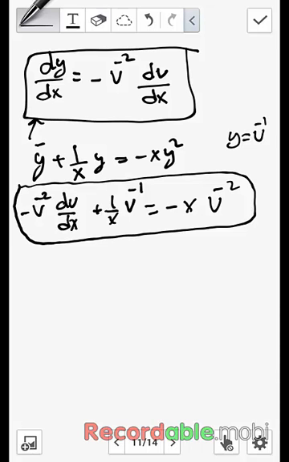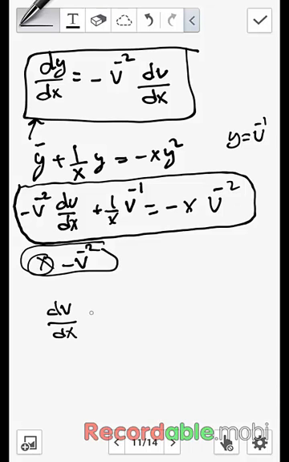We eliminate y, and we define another variable called v as a function of x, and we reach this equation. If we multiply both sides of this equation by minus v to the power of minus 2, we get dv by dx on the left hand side, minus 1 over x v, will equal x. So we reach this nice equation.